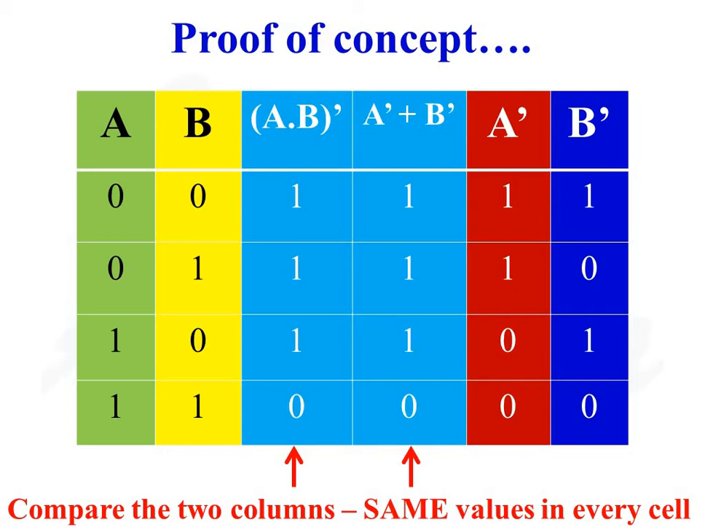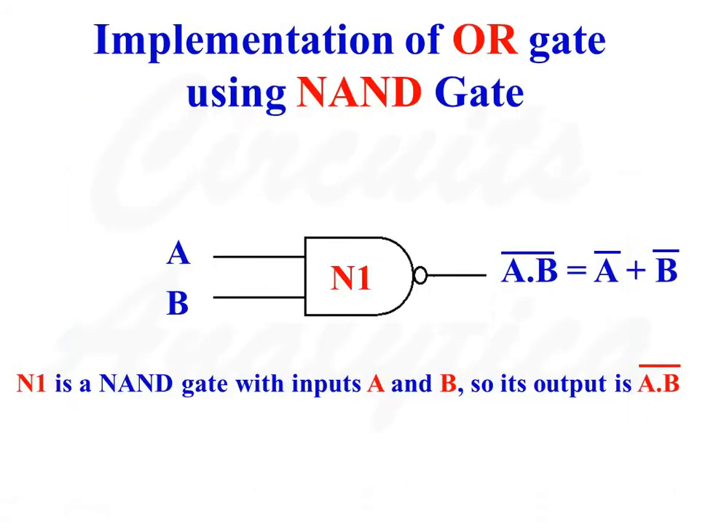Look at the last input combination 1, 1. When A is equal to 1 and B is equal to 1, complement of A is equal to 0, complement of B is equal to 0. So 0 or 0 is equal to 0. If you compare the third and fourth columns, we will find that these two are the same. That means complement of A and B is the same as complement of A or complement of B. Now let us implement an OR gate using NAND gates.